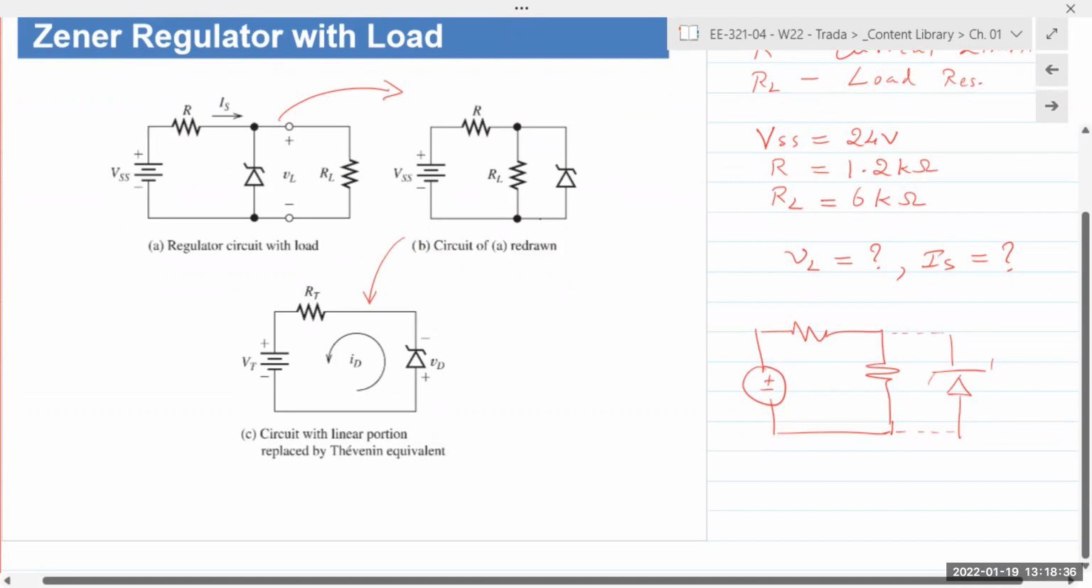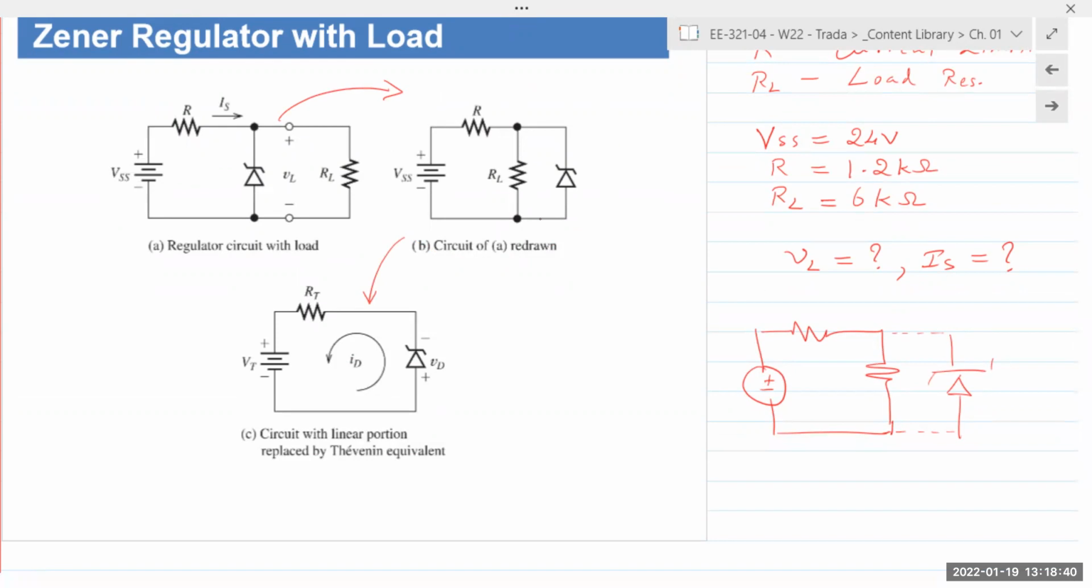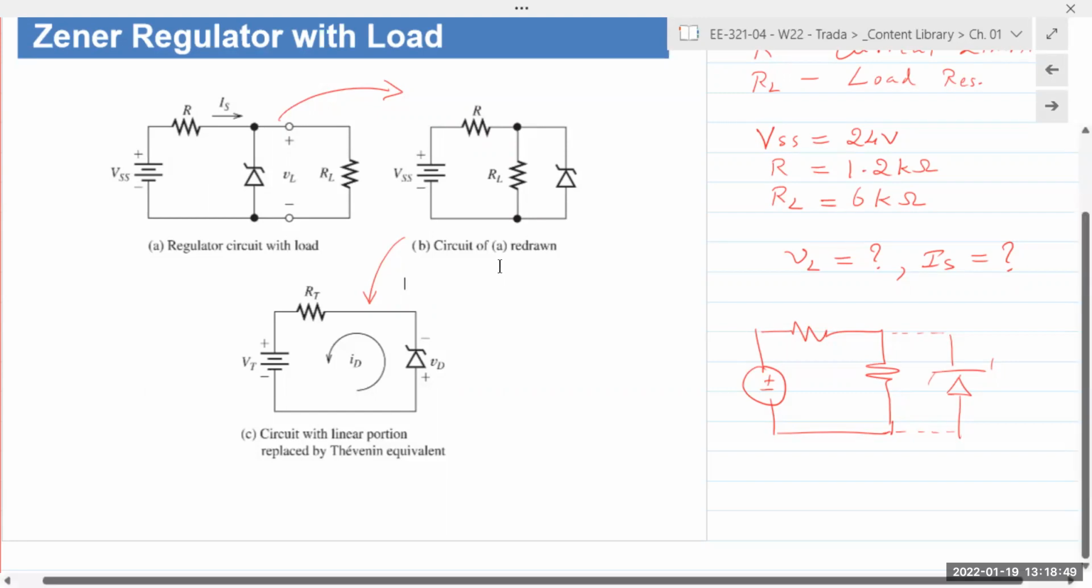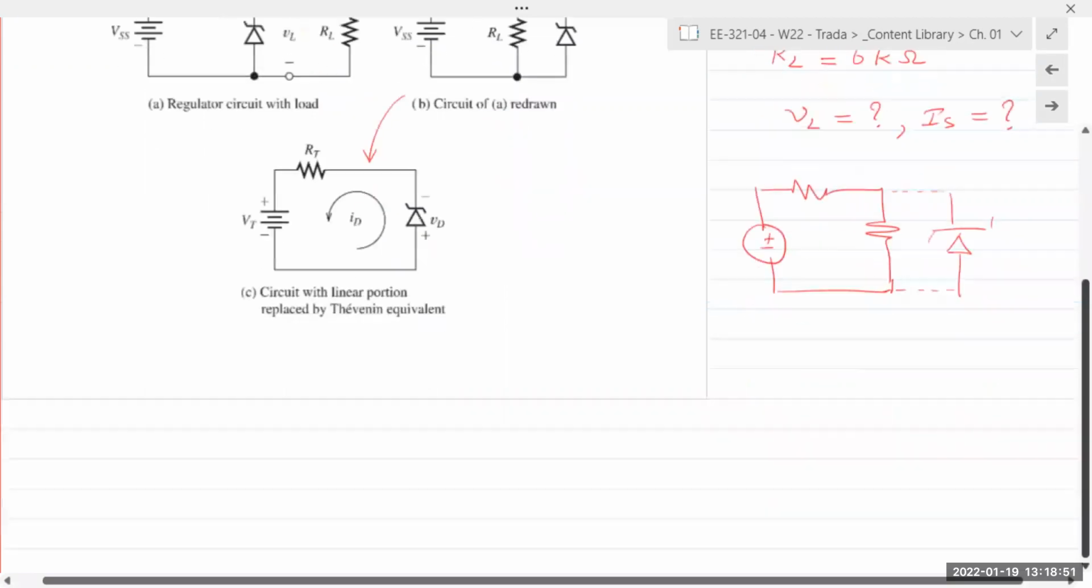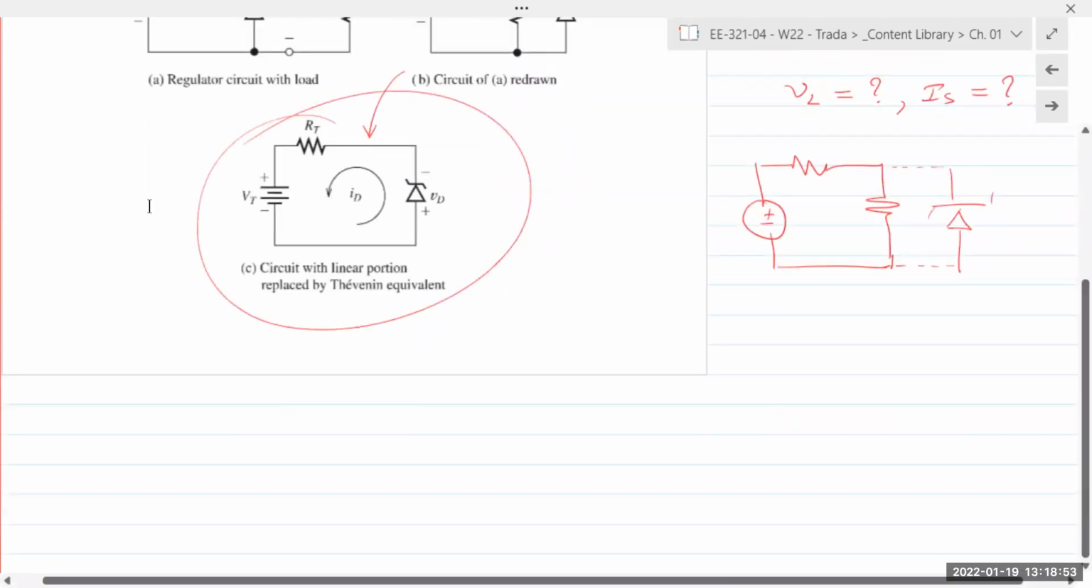Right? We want that one voltage source and that one resistance that is being seen by the Zener diode. How does the circuit appear to the Zener diode itself? Because without that, we cannot analyze. So once we do that, we can have the circuit shown in C, and then we can plot our load line.